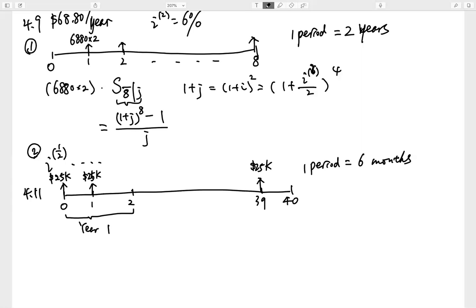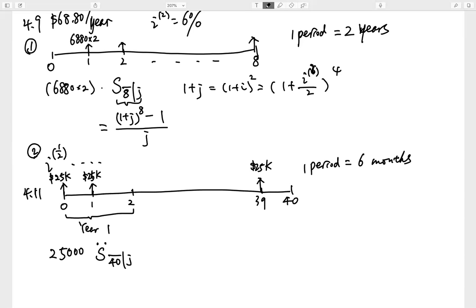I still want the accumulated value. It seems that all the odd questions ask us to do the accumulated value. So for the next one, probably we should switch to an even question to do the present value. But anyway, I have equal payments of 25,000. I want to know the accumulated value. So this is s double dot because it's a due. The total number of payments is 40.